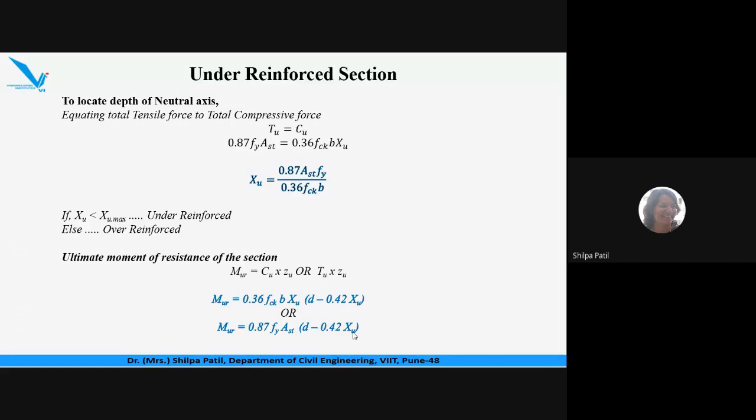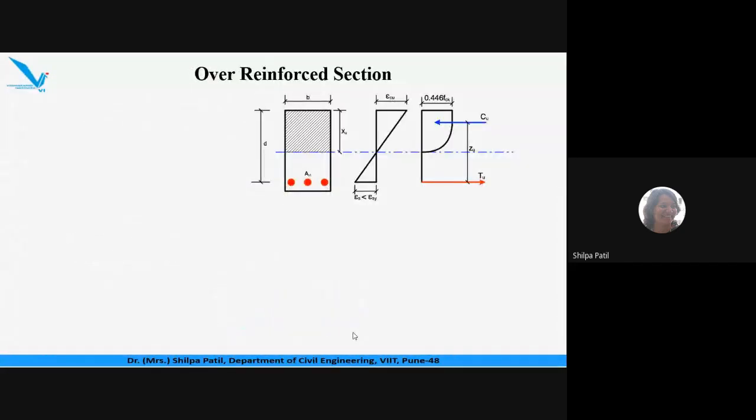So this is the formula for calculation of moment of resistance for under reinforced section. Let us see the over reinforced section. Now the diagrams for the cross section of beam, strain diagram and stress diagram will remain the same. Only the values here will change. In case of over reinforced, what happens? Can you define for me again the over reinforced section?